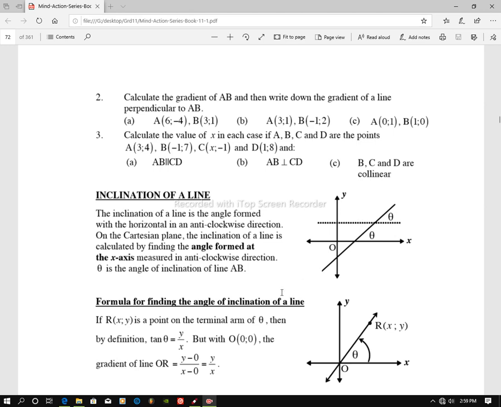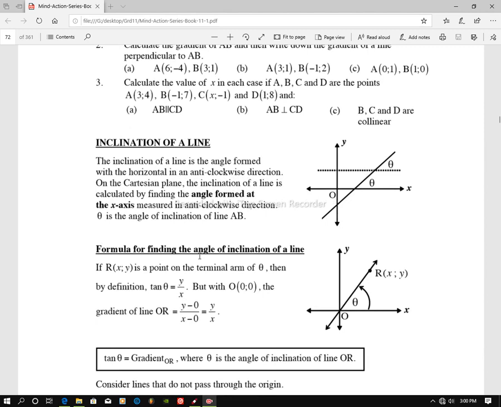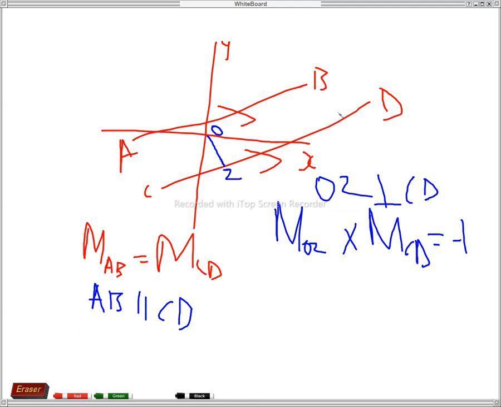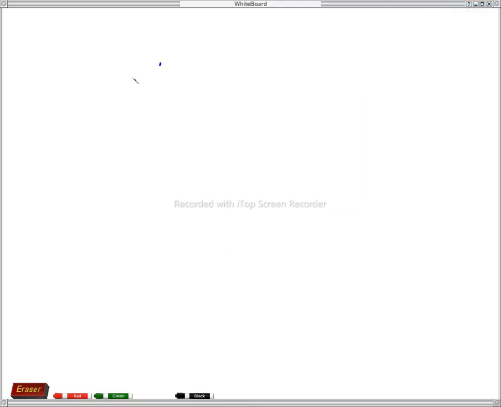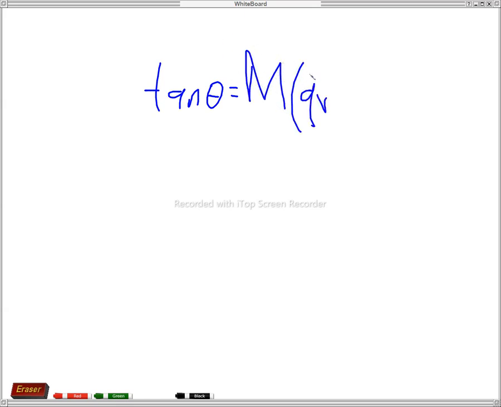Suppose we are given a line like this. The angle formed with the horizontal is the theta here. That's the angle of inclination of a line. So you must also know the angle of inclination. The formula for the angle of inclination is as follows: tan theta is equal to the gradient m.